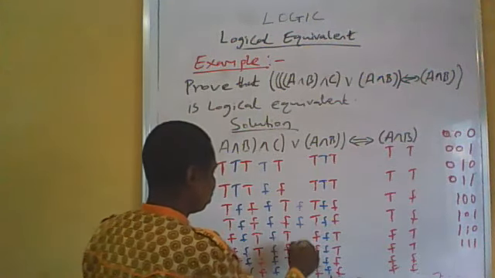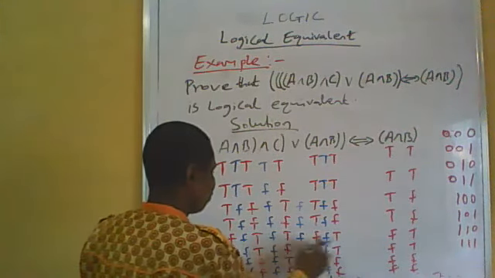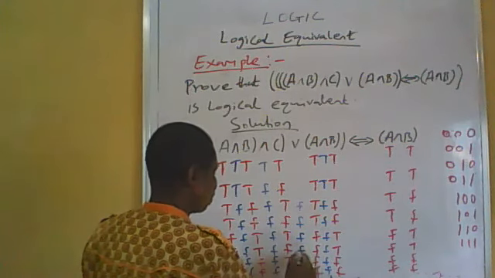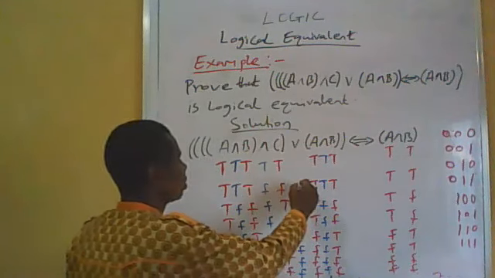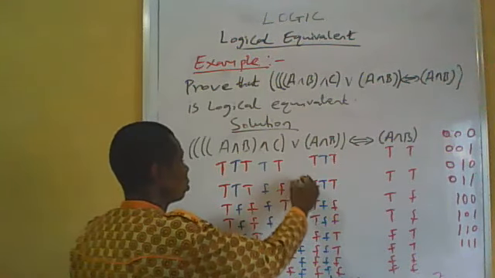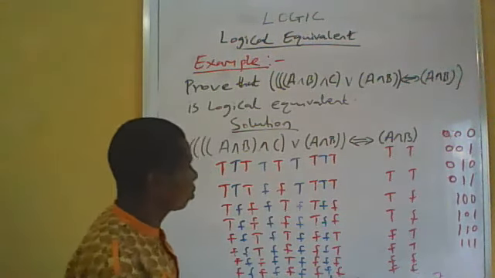F, it is false here. F, it is false here. F, it is false here. F, it is false here. So the rest, they are T. They are true. T. Very good.